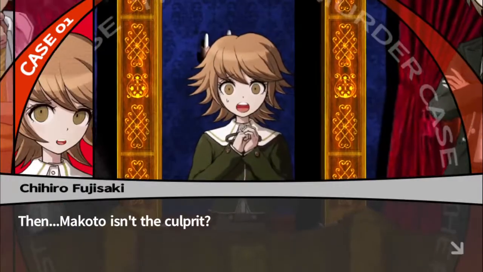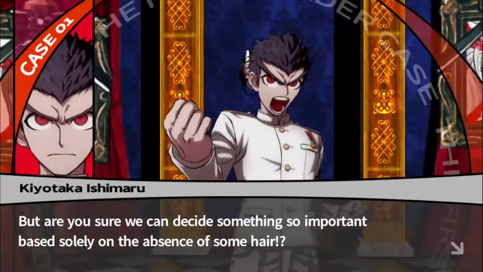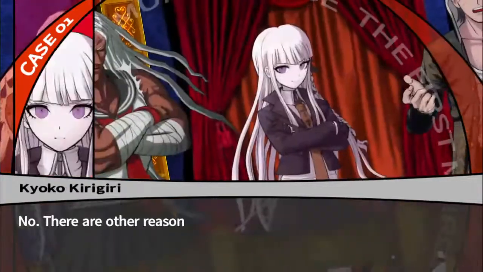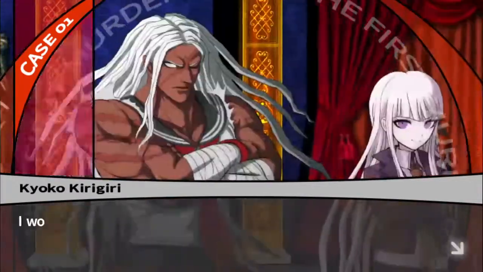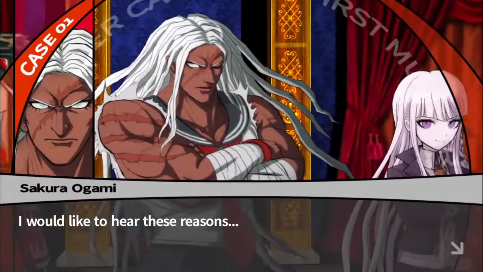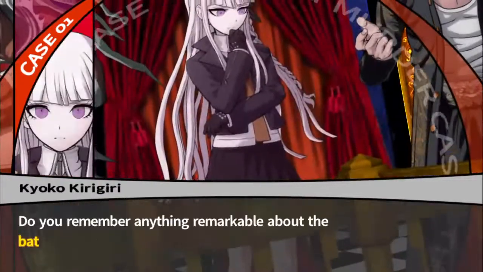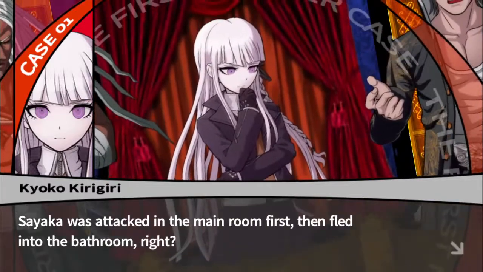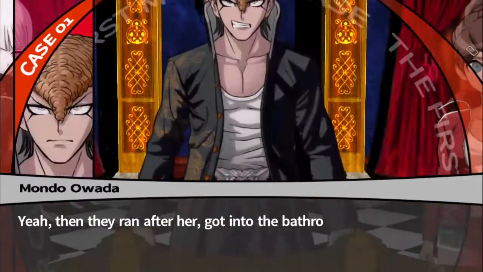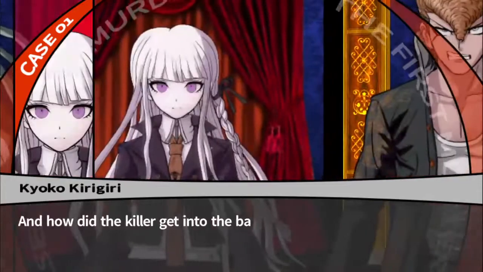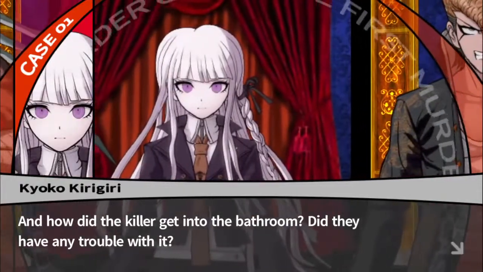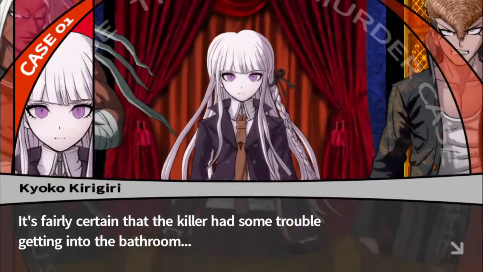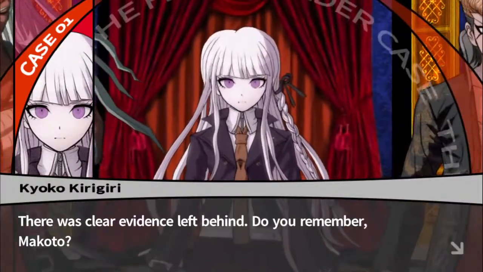Then, Makoto is... Are you sure we can decide something so important based solely on the absence of some hair? No. There are other reasons that prove... I would like to hear these reasons. Do you remember anything remarkable about the bathroom at the scene? Sayaka was attacked in the main room first. Yeah, then they ran after her, got... And how did the killer get into the bathroom? Did they have any... What do you mean? It's fairly certain that the killer had some trouble getting into the bathroom. There was clear evidence left behind.